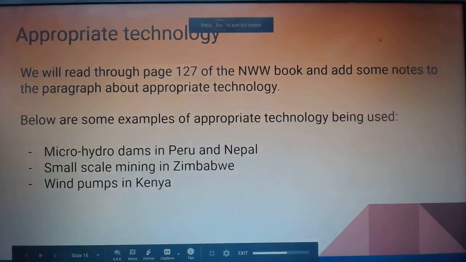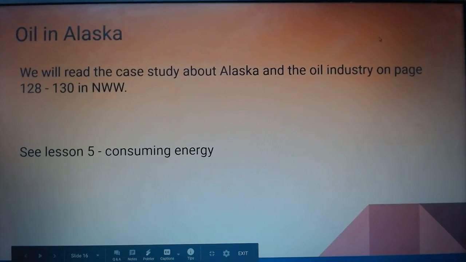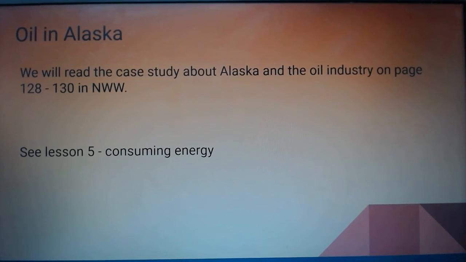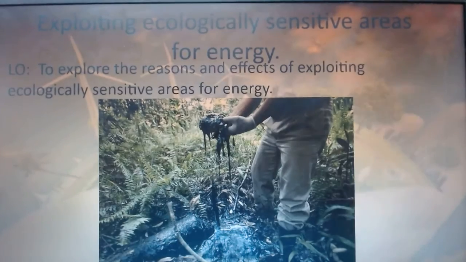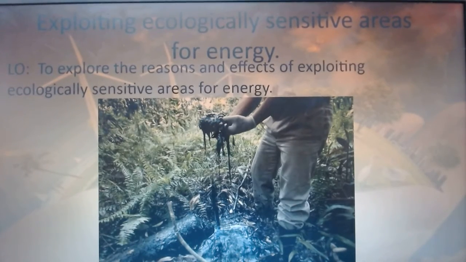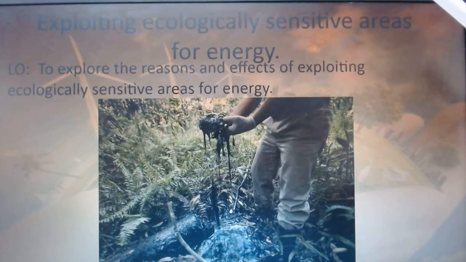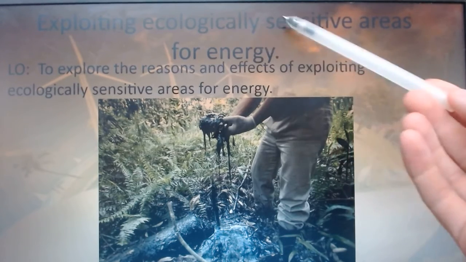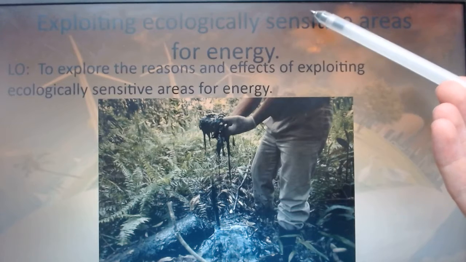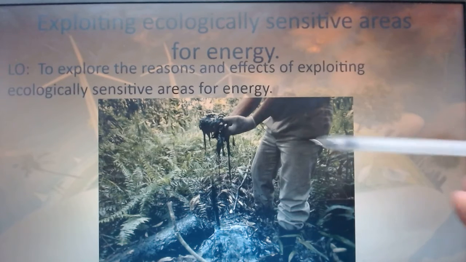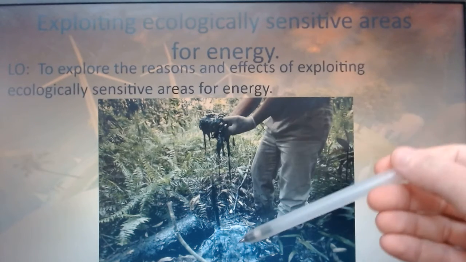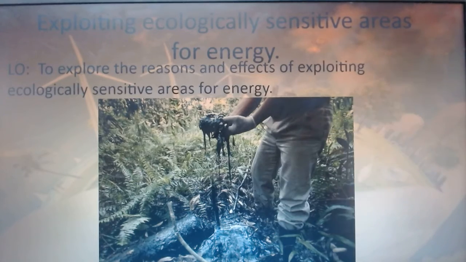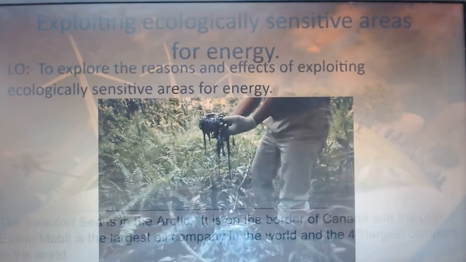Okay, so back to our PowerPoint. We're going to look at a little case study about Alaska, like I said, in the oil industry. So again, we'll come back to New Wider World shortly. But what we have here is a couple of things. So the ecologically sensitive areas. Unfortunately, a lot of our energy resources seem to be in ecologically or environmentally sensitive or vulnerable or fragile places. You can see this kind of jungle area, and this guy is lifting almost crude oil straight off the surface. So it's not good.